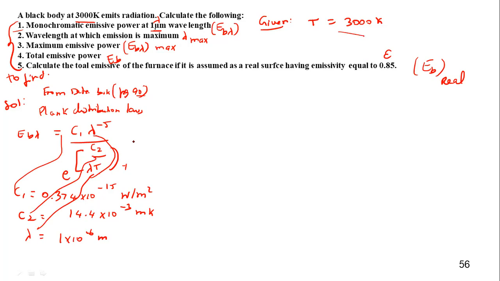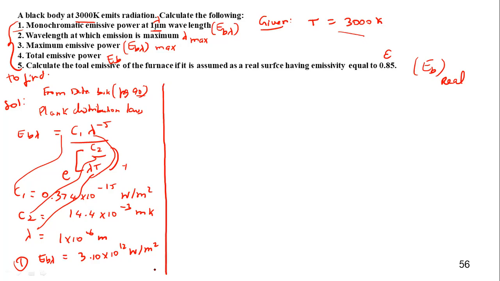To solve the equation, we get the monochromatic emissive power. So that is the first value, E_bλ, the monochromatic emissive power. We finally get 3.10 into 10 power 12 watt per meter square. Okay. So we found the first value. So next we find the wavelength.